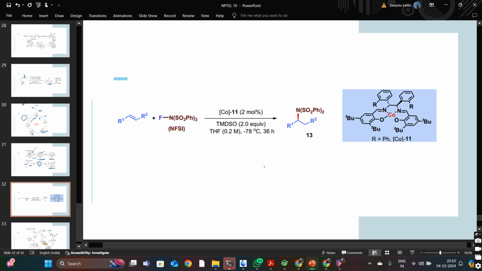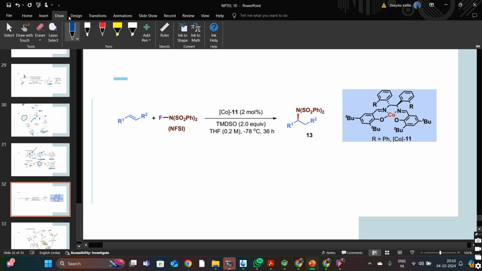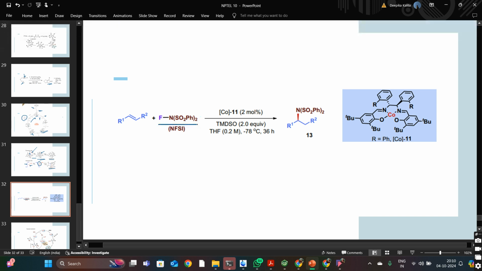So moving to the last question of the session. So here we have an alkene and we are using this fluorinated reagent NFSI in presence of cobalt catalyst, which is this one, where this cobalt is attached to silane ligands. And if we look at the net result of the reaction, we will see that this nitrogen atom is getting added to this alkene at this carbon atom.